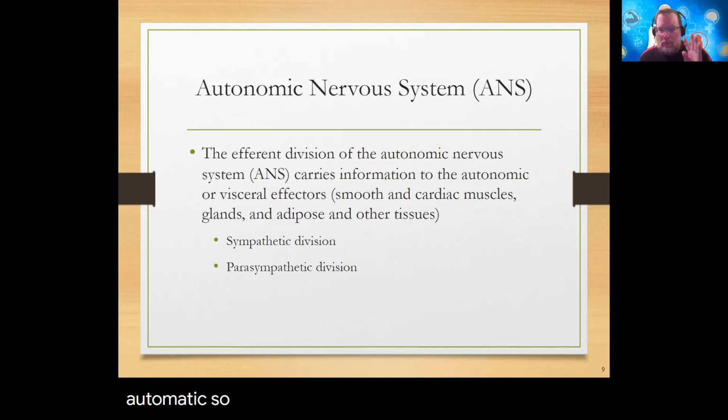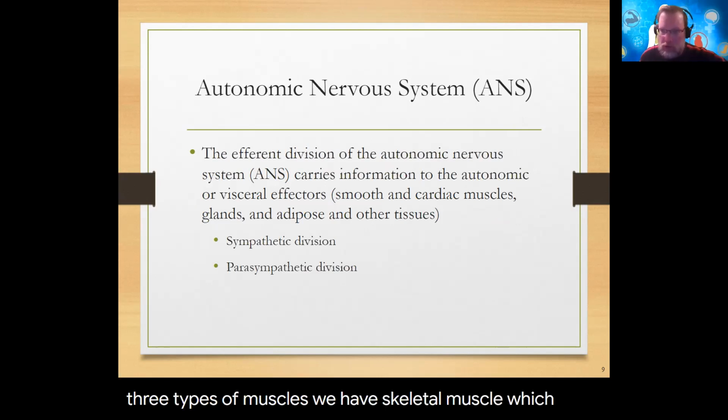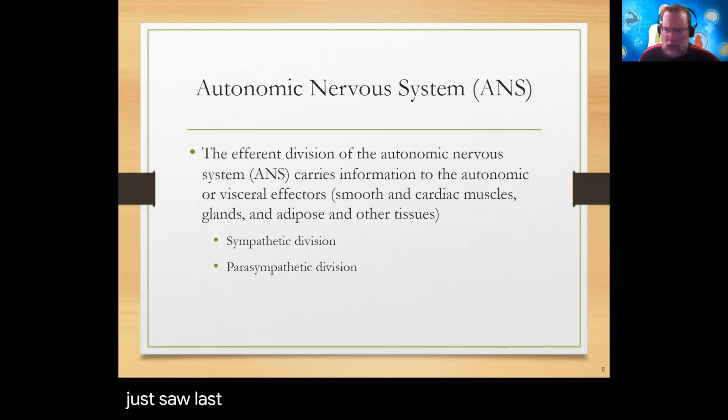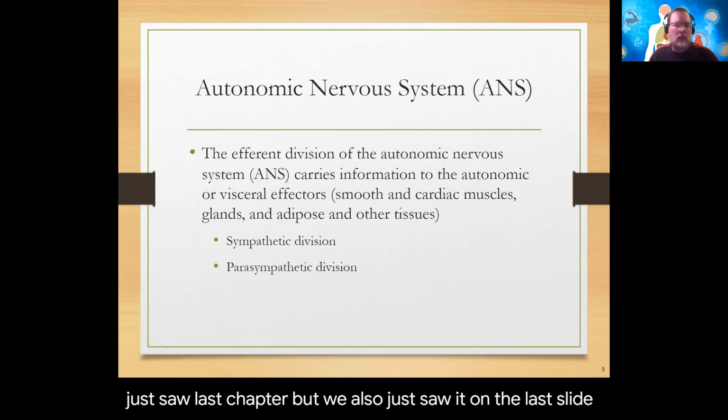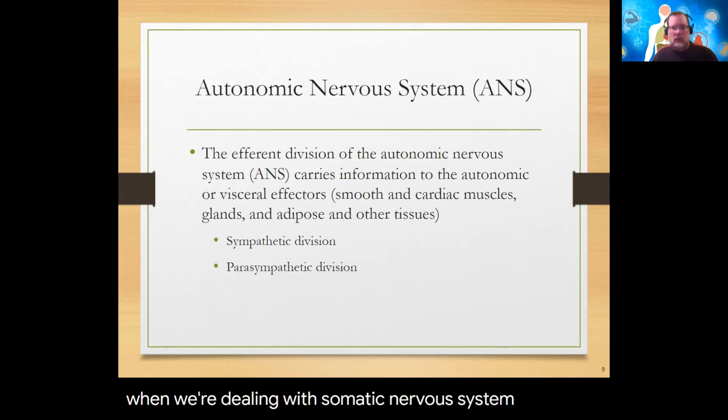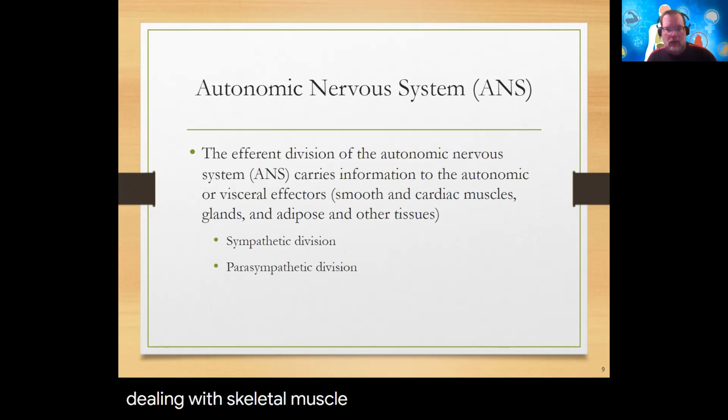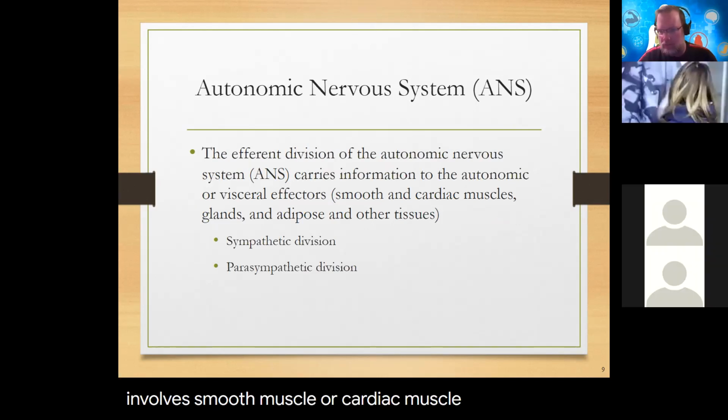So remember that we have three types of muscles. We have skeletal muscle, which we just saw last chapter, but we also just saw it on the last slide. When we're dealing with the somatic nervous system, we're dealing with skeletal muscle, primarily thinking of voluntary activity. When we see the autonomic nervous system, we're thinking more along the lines of automatic responses that involve smooth muscle or cardiac muscle. Okay, smooth or cardiac.